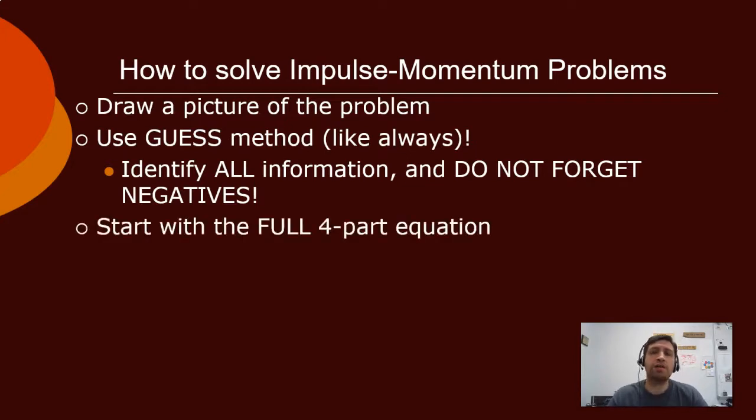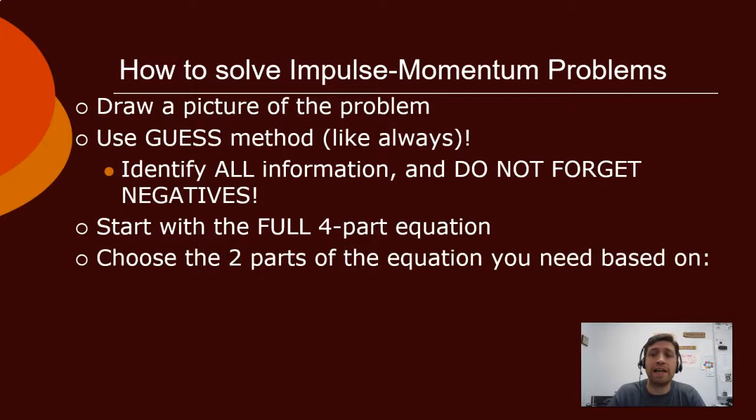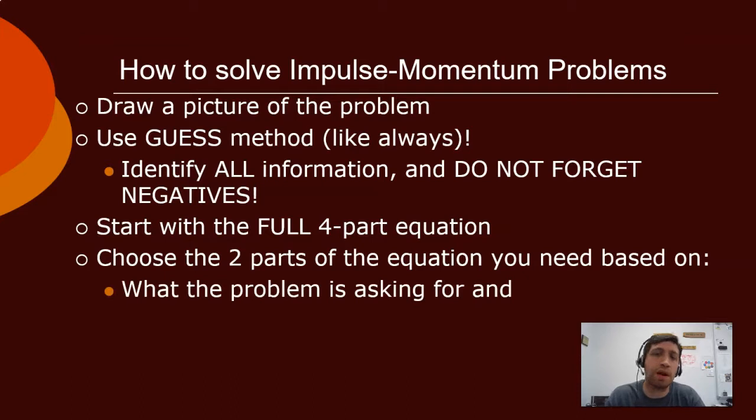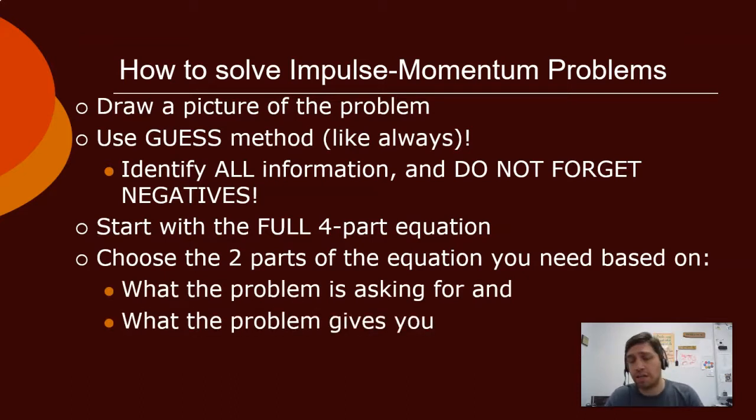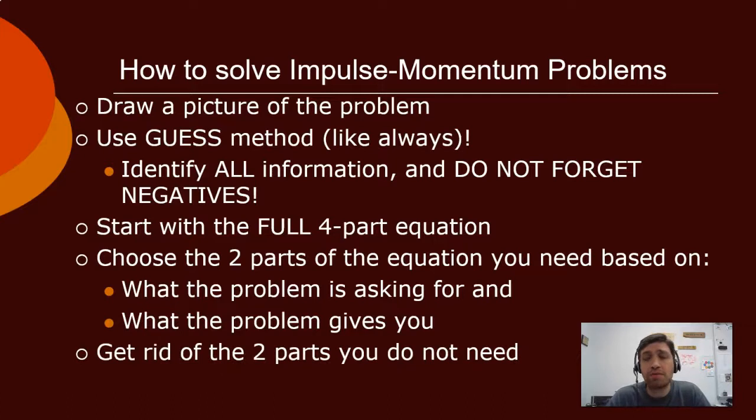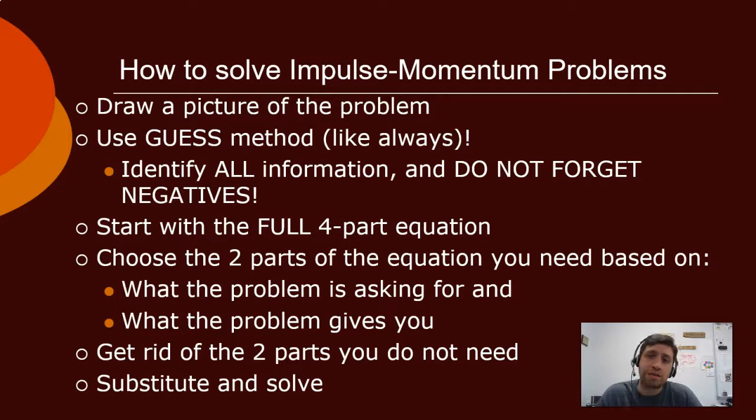Really important part right here, when we use the impulse momentum theorem, we're going to start with the full four-part equation. Remember, it's a big equation. There's four parts of it. We got to start with the whole thing, and then we're going to whittle it down to the two parts that we need. There's only ever going to be two parts. Don't use one, don't use three, don't use all four. Two parts that you need. And we get those two parts based on what the problem is asking for and what it gives us. We simply get rid of the two parts that we don't need at that point, and then we're going to substitute numbers into it and solve. So a few different things that are going to go on here, but let's go ahead and get started.